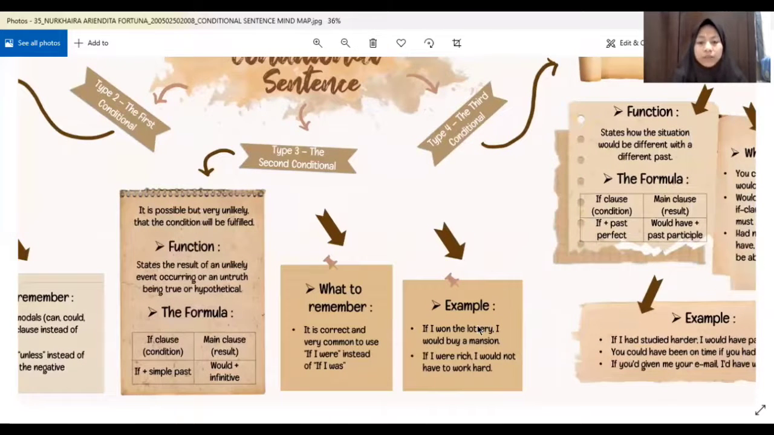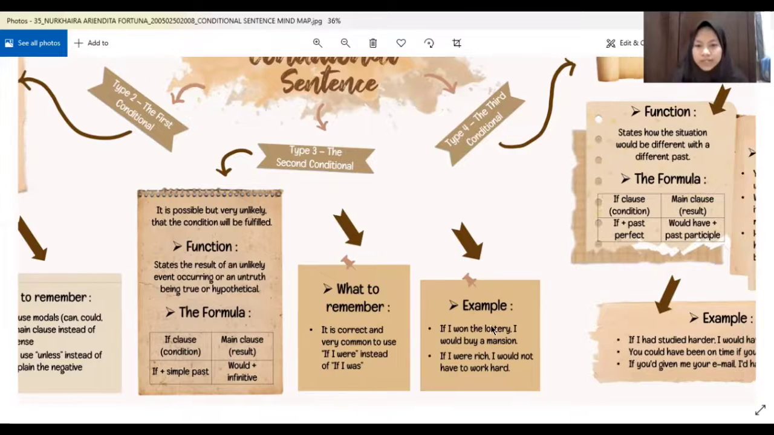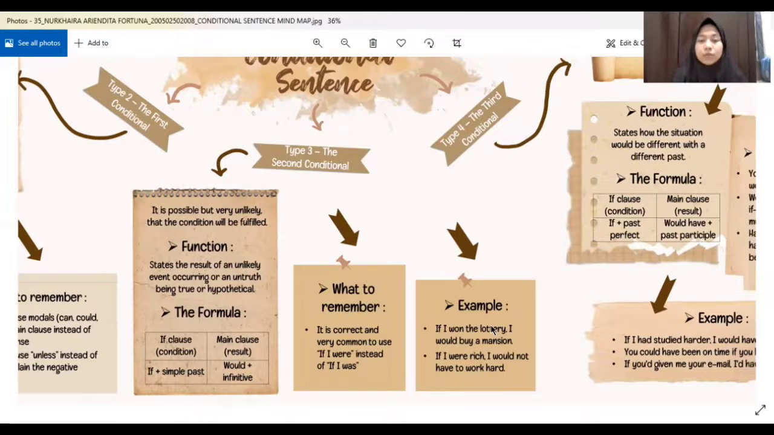And we can see the example here. If I won the lottery, I would buy a mansion. So basically, this person did not win the lottery, so he or she didn't buy a mansion. This is what I mean by a hypothetical condition and hypothetical result, which means that it is unlikely to be fulfilled. And the second one is if I were rich, I would not have to work hard. In fact, this person is not rich, so she or he needs to work hard.